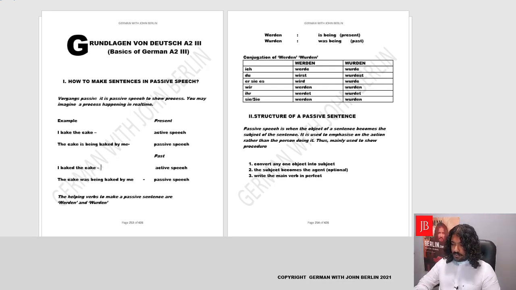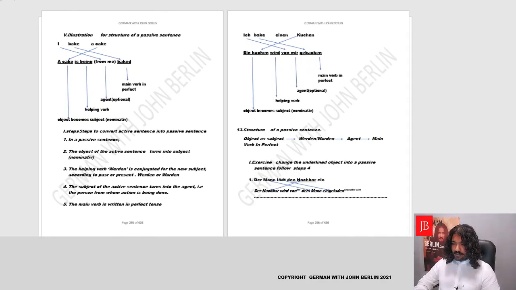We'll have a look at a little diagram to understand it better. I bake a cake, a cake is being baked by me. Basically, I changes to agent if you follow the arrow. So I becomes by me, the agent. Bake becomes baked, the perfect tense. And a cake, which is the object, becomes the subject. Object becomes subject. It's always written in nominative. And the helping verb is "being".